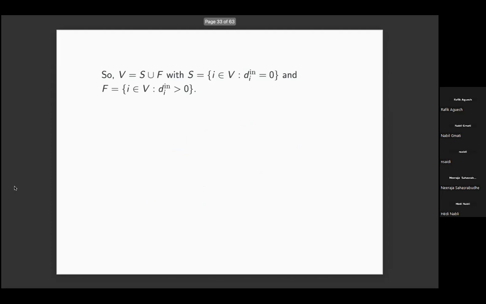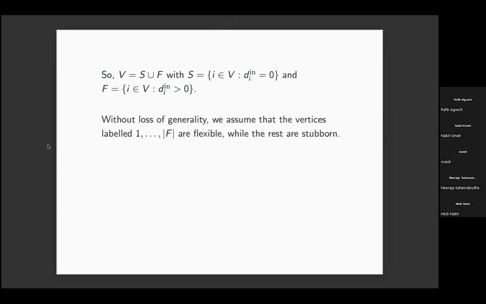All right. So this is just a mathematical definition of what S and F are. S is the set of stubborn vertices where the in degree is 0. D in I denotes the in degree of vertex I. And when D in I is strictly greater than 0, those vertices are called flexible vertices. Okay, so now I'm going to number my vertices. So 1 to mod F are my flexible vertices, and the rest of them are stubborn.